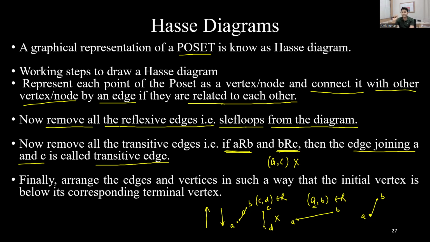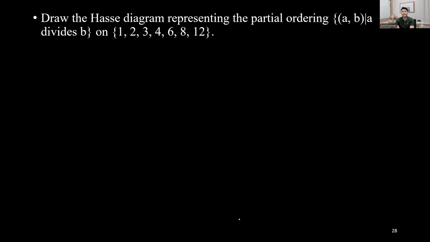Let us try to understand it in more detail by taking one example. So the question is: draw the Hasse diagram of the partial ordering (A, B) belongs to R such that A divides B on this set. So what is given is that (A, B) belongs to R if A divides B. And where do these (A, B) come from? They come from the given set. We can write this set as set A. So the operation is given as divisibility.